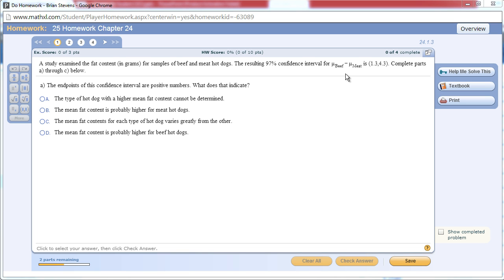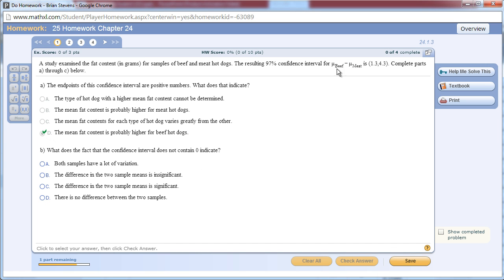So think about this. We're saying that the true mean difference between these two for fat content is contained in the interval 1.3 to 4.3. So it probably means that we have evidence to suggest that beef hot dogs is higher. Because this interval is positive, take 10 minus 8 and you'll get a number of 2, which is near the center of this interval. I'm trying to estimate it in my head, the interval length is 3, so the center is 2.8.